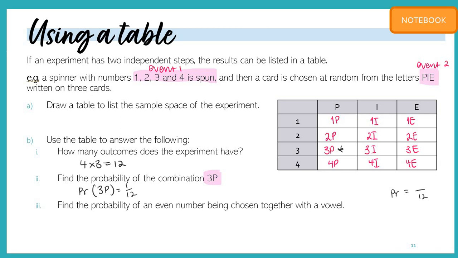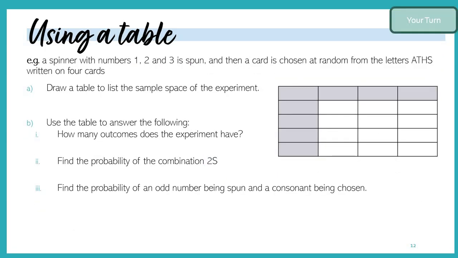And now an even number being chosen together with a vowel, well, our even numbers are 2 and 4, so we can forget about 1 and 3. And then our vowels are I and E. Okay, so we're going to say even plus vowel, and that's going to be 4 out of the 12, which if we simplify that down will be 1/3. So we can count out our probability from our table. Now feel free to pause and give this one a go by yourself, but I'll go through this as well.